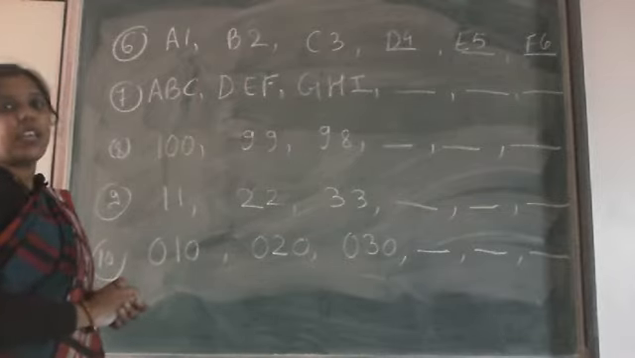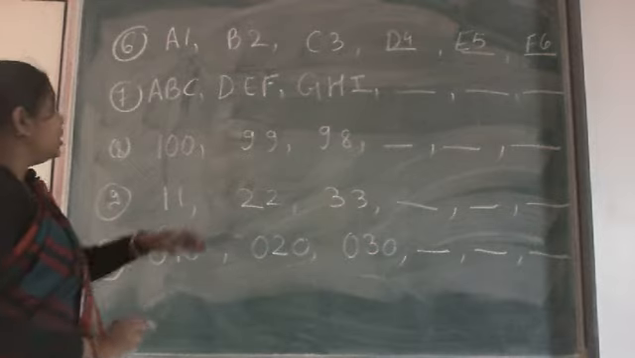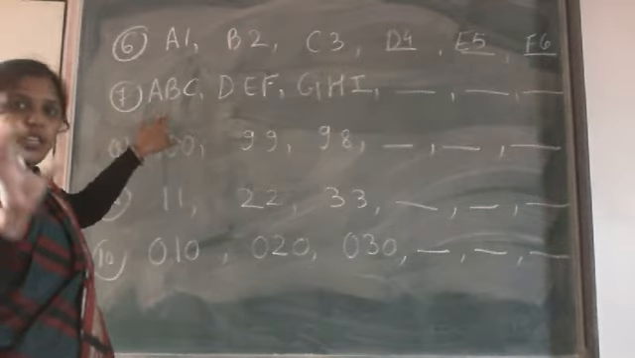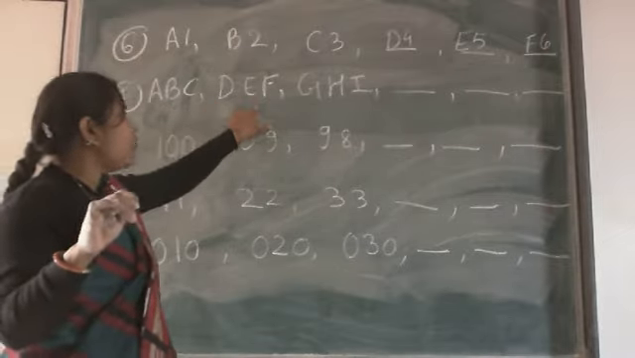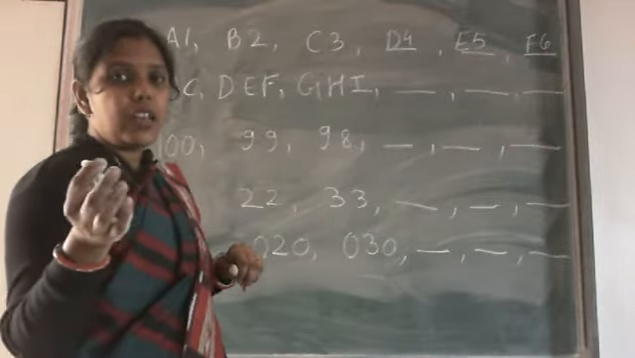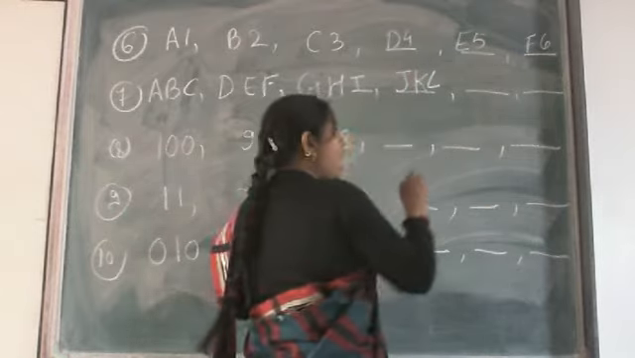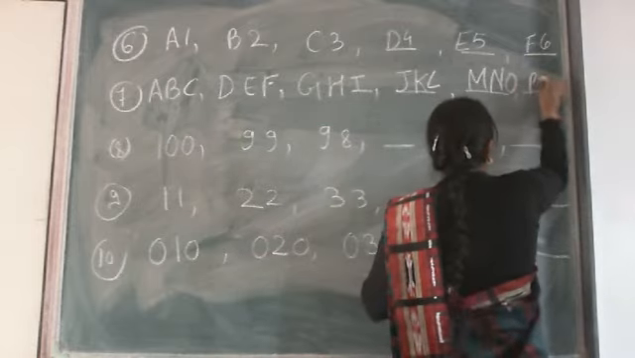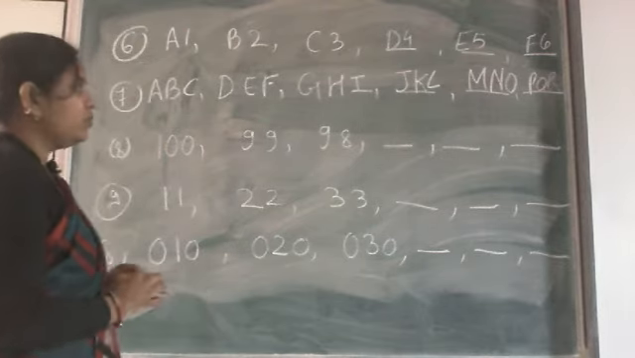Then the next question is A, B, C, D, E, F. That means only alphabets are written in order in a bunch of 3, 3. A, B, C, D, E, F, G, H, I. After I, which alphabet is there? J, K, L. After L, M, N, O. After O, P, Q, R. Very simple it is. Okay. Write fast.